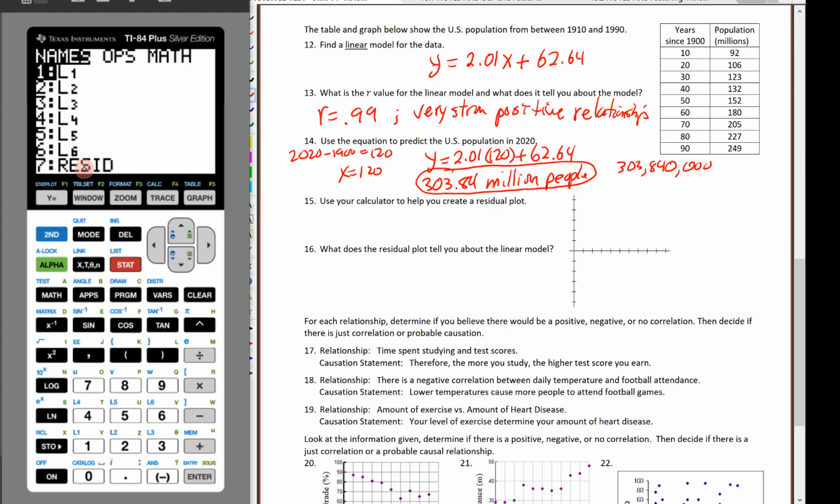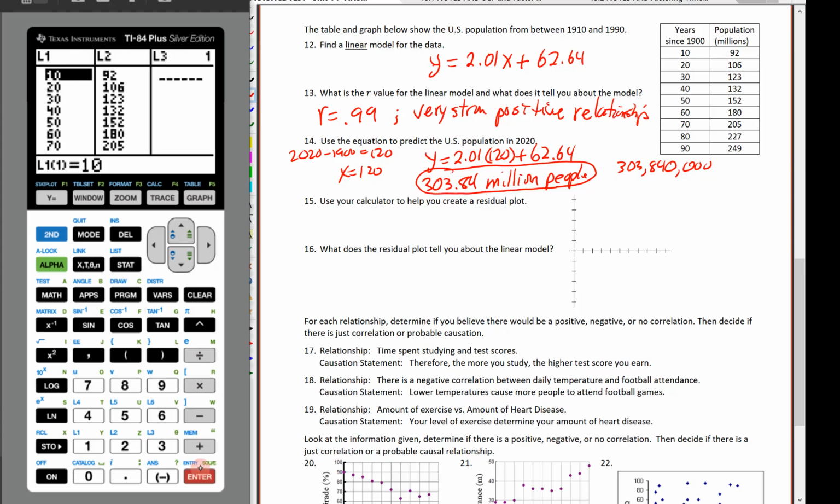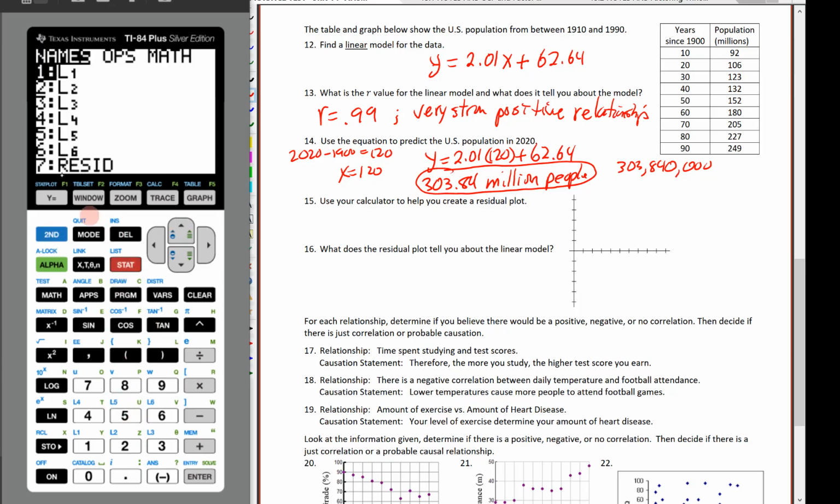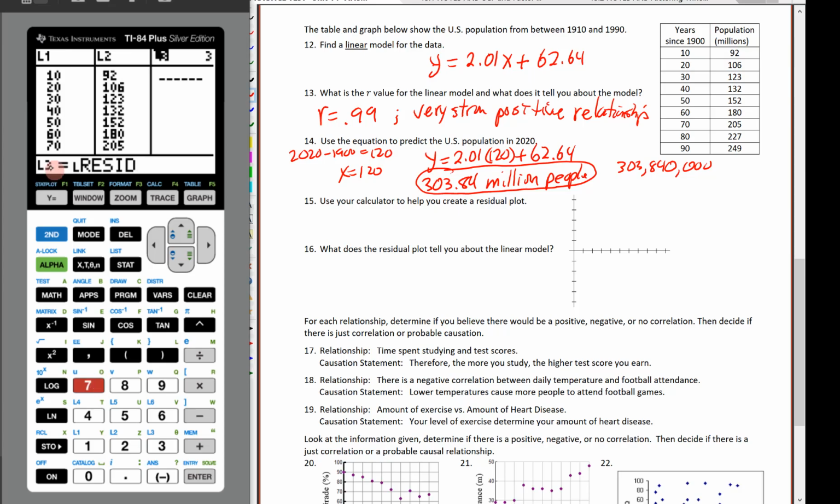Now here's what I'm going to do. I'm going to go back to our list and edit this. You don't have to do this, but if you wanted to, we could put the residual list in L3. So I'm going to hit second and list, and hit number 7. What it's saying is make L3 the residual list, and we're going to hit enter. So there it's keeping track of the residuals. So we're in good shape there.